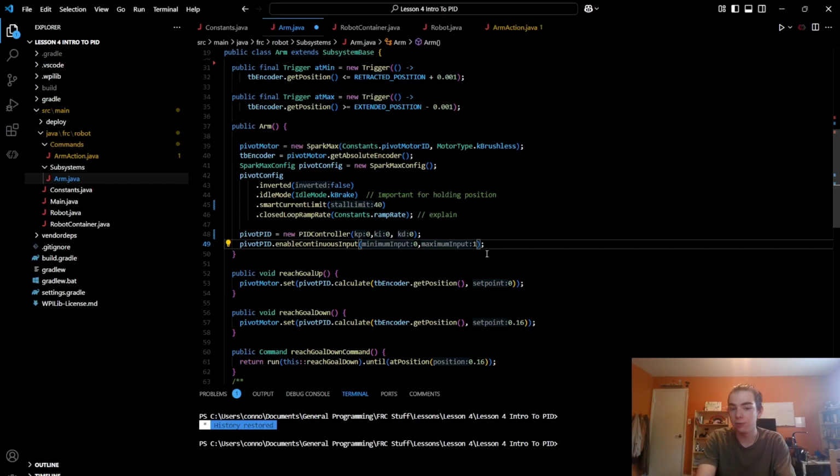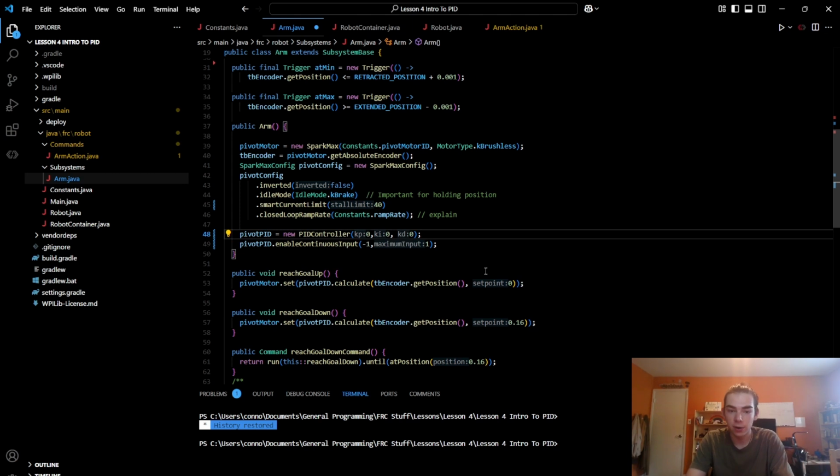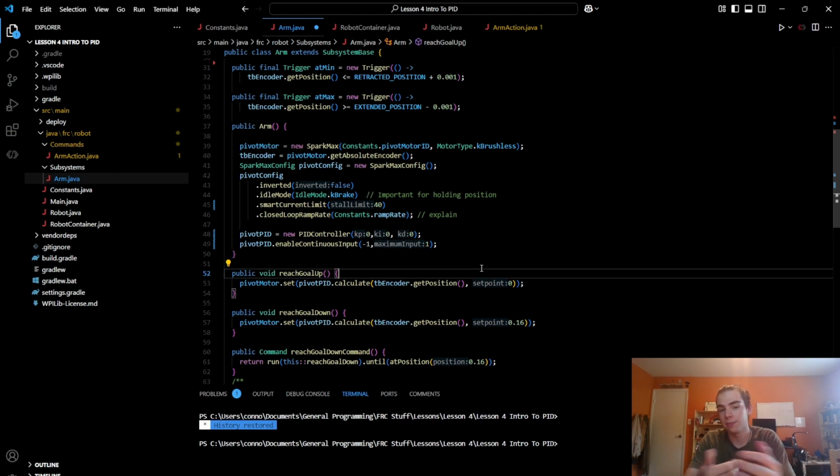And if we were going in 2 directions, then you could actually have your inputs go anywhere from -1 to +1, because this is what's going into our motor.set. And if you remember from the first video, that's a range from -1 to 1. So we want the calculation of our pivot PID to be somewhere between those values. So now let's talk about actually having methods for that.